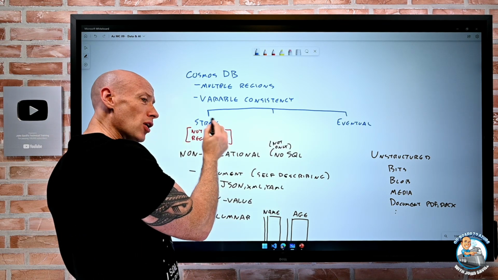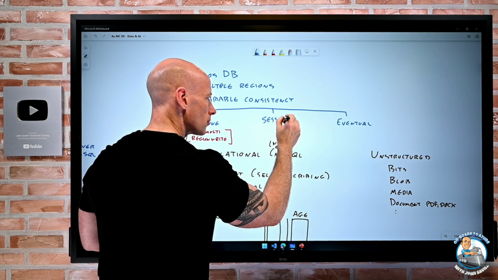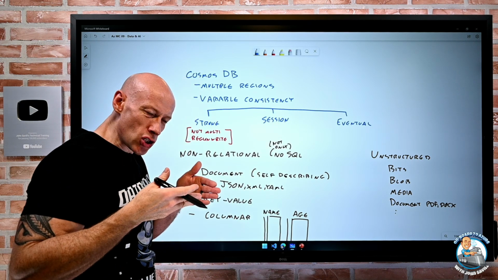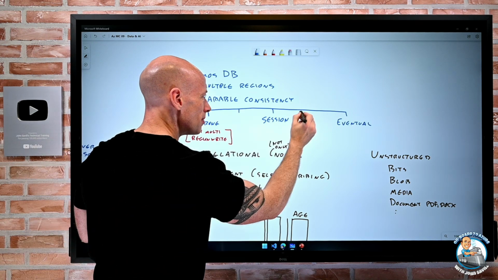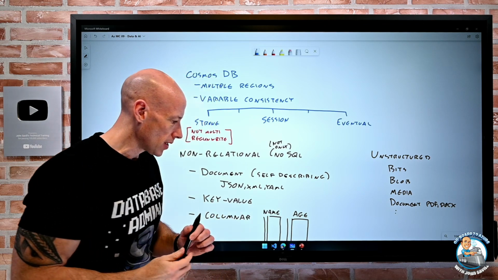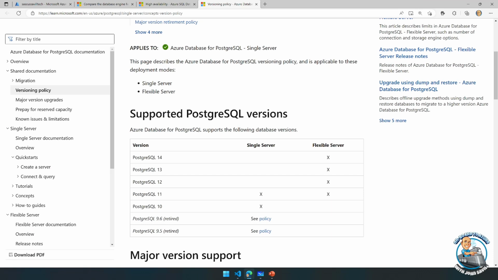It doesn't have to be that everyone always sees the same thing, but if I'm sharing a session, so I can have multiple things maybe in the same region, they should always see the same thing. There are actually some levels in between that as well. So if we go and look at a Cosmos DB database, it will actually show us some little examples of this. So let's close all these windows down for a second.